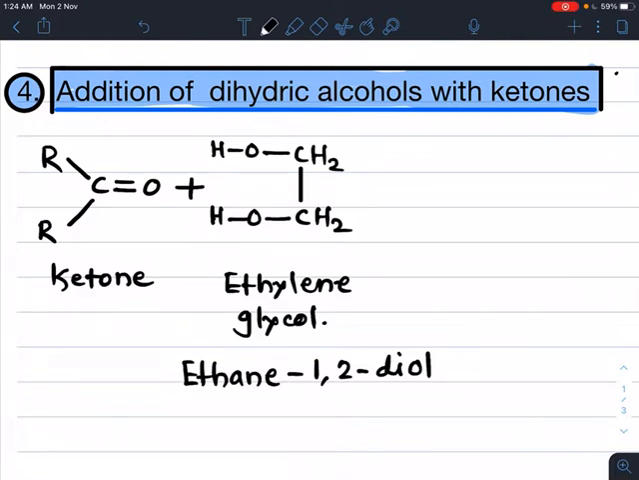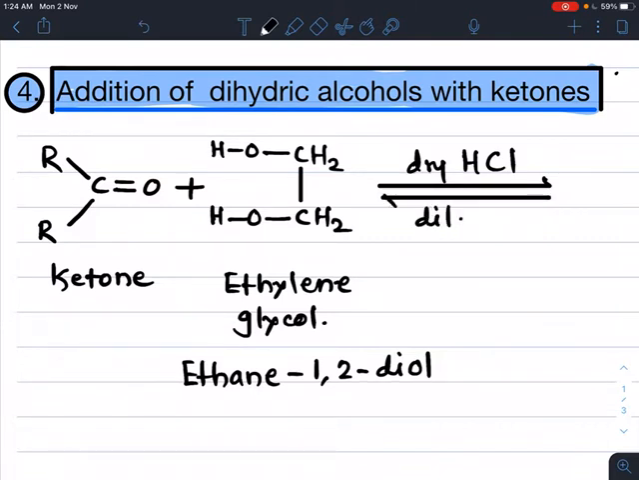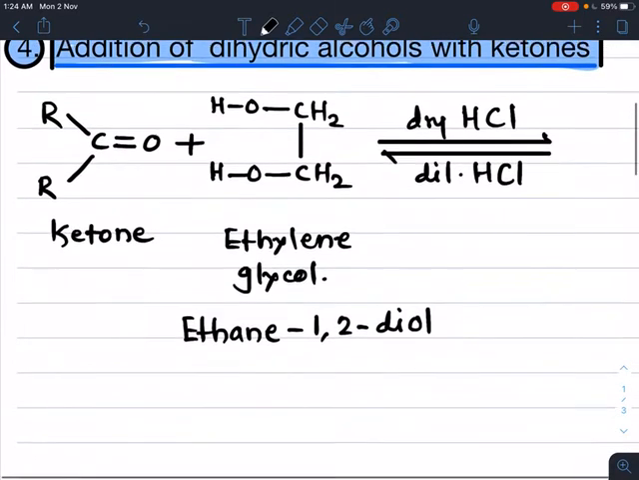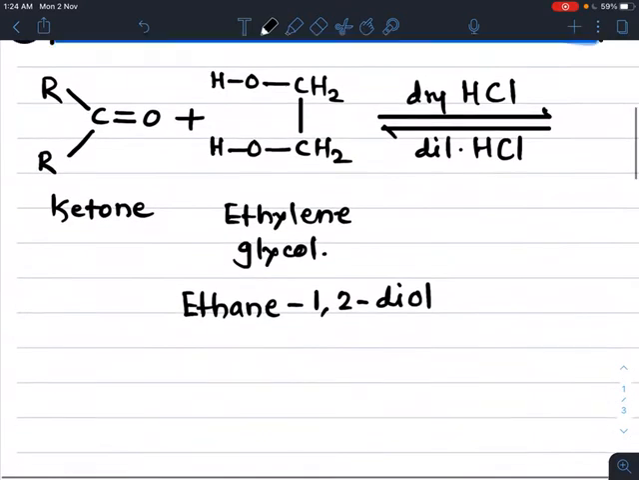When the reaction takes place, this reaction is a reversible reaction. In presence of dry hydrogen chloride gas, it proceeds forward, and in presence of aqueous HCl, meaning dilute hydrochloric acid, it takes place backward, the reverse direction. So what do we get as the product?